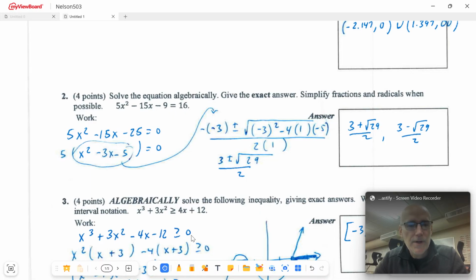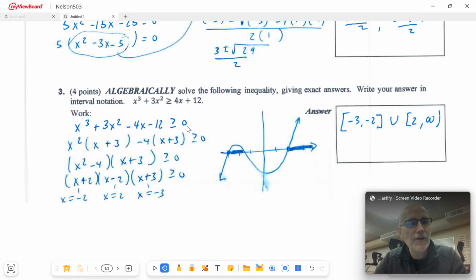Okay, number 3. Let's take a look at number 3. Now, this is kind of interesting. They say algebraically, but they draw a little sketch over here. It might feel like, hey, that's got to be incorrect. You can't do that if you're algebraically solving this. Well, look, we know it's a cubic function, right?